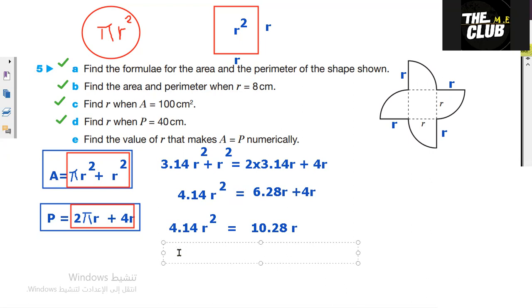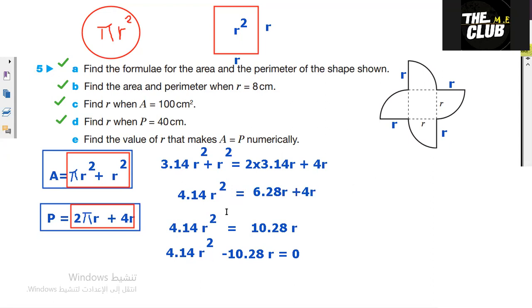We put them all on one side: 4.14 R squared, R power 2, we take this here minus 10.28 R equals 0. Okay. So we took it to one side and made it equal to 0. Now what are we going to do? We're going to factorize, starting from here.